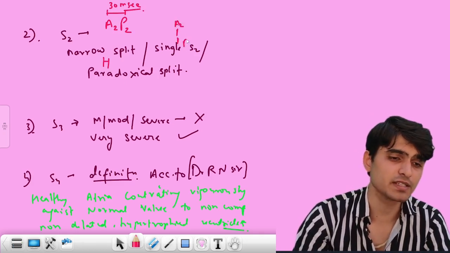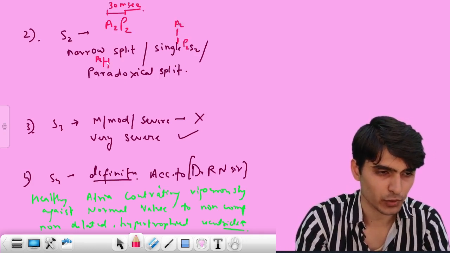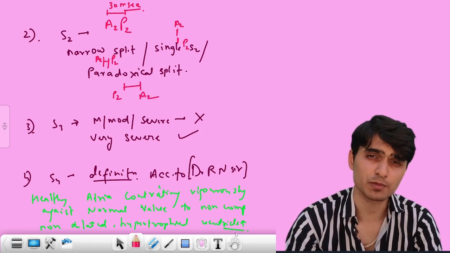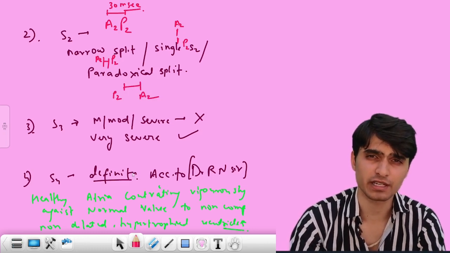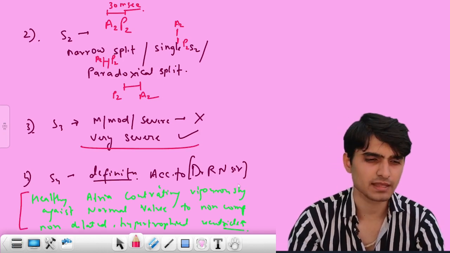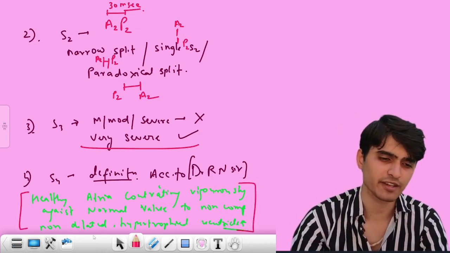That means in the case of the very severe variety, P2 is followed by A2. That is called the paradoxical split or reverse split. Similarly, S3 is present only in the very severe variety because of the association with cardiac failure, right? And that is because of the turbulence of blood in the left ventricle.